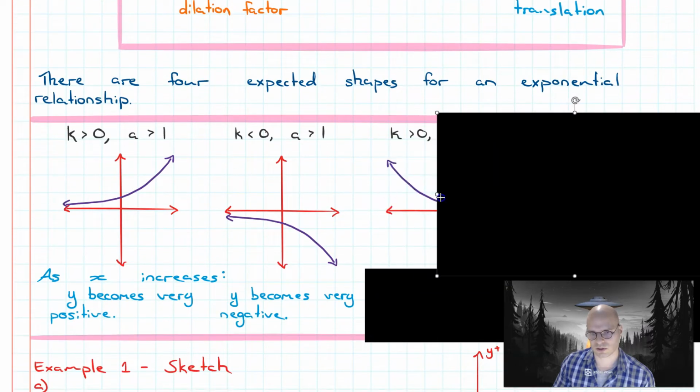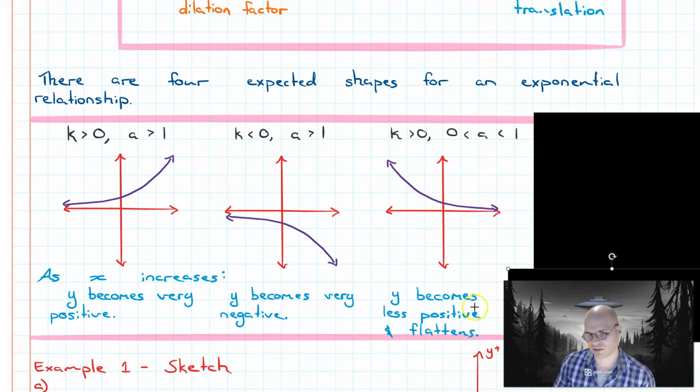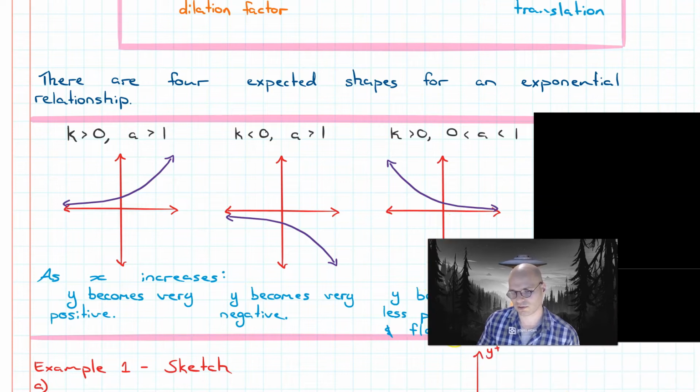Moving across, we have a value of k that's greater than 0 still, but a is between 0 and 1. Looking at this, as we start off on the left, as x becomes more negative, the values of y become more positive, but as x increases, the values of y begin to flatten out. So y is decreasing as x increases, but the values of y begin to flatten. So y becomes less positive and flattens.